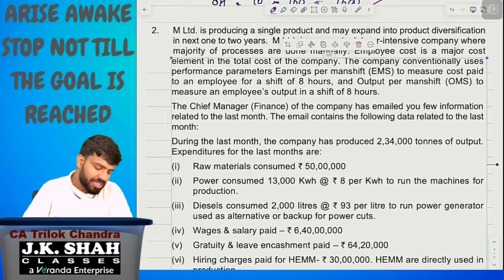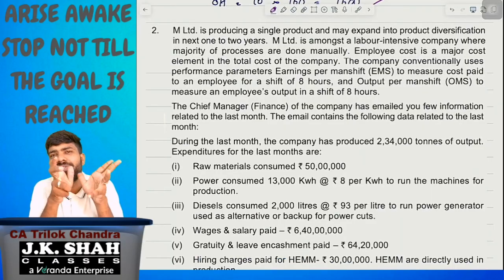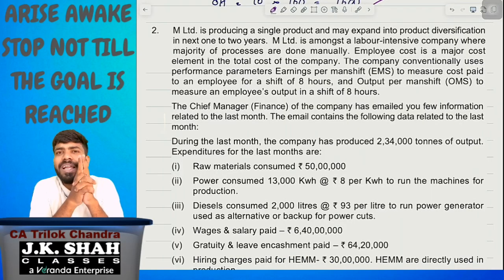Look at the second question. This second question is based on the cost sheet, but they have given a unique, single product company. They have given a company which is into the manufacturing of a single product.